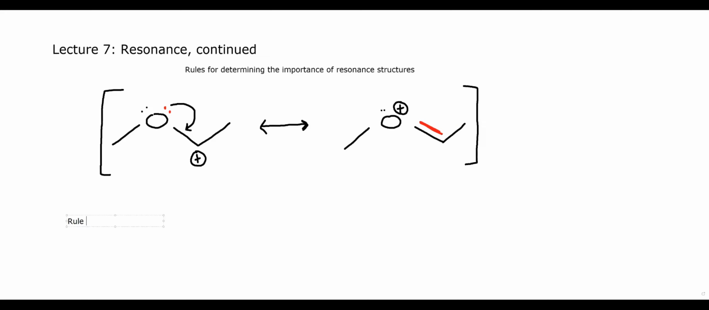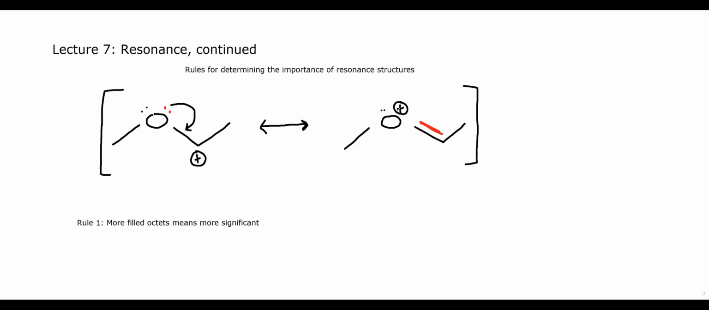Rule number one, we are going to look for resonance structures that have as many filled octets as possible. Okay, so more filled octets means more significant. That means that resonance structure is of more importance. So the more filled octets, the better. So let's look at this example here. We have the two resonance structures above. In one case, we have a positive charge on a carbon. In the other case, we have a positive charge on an oxygen.